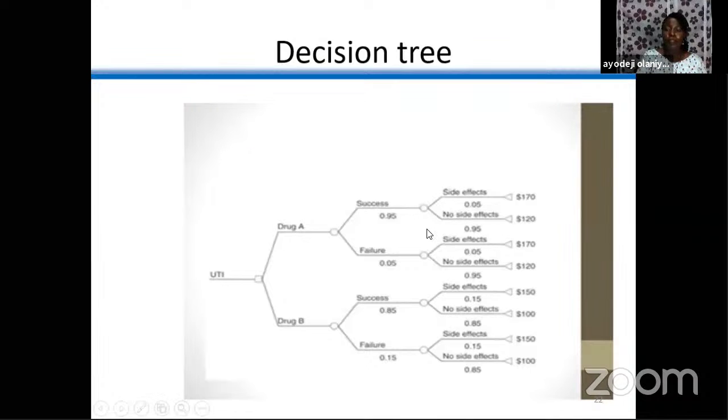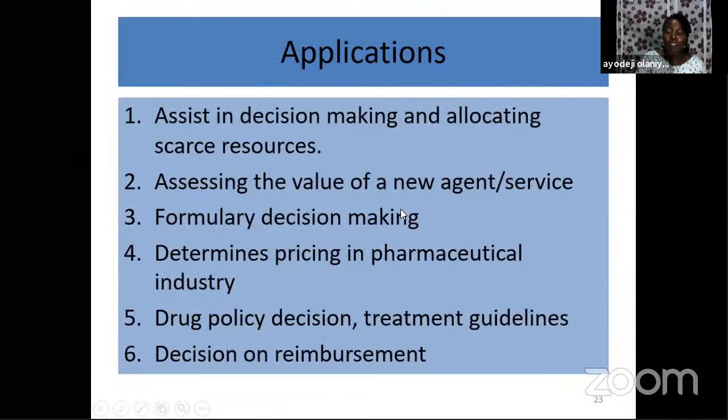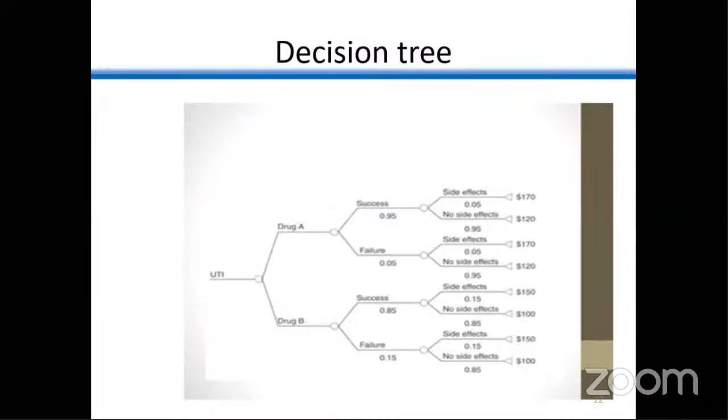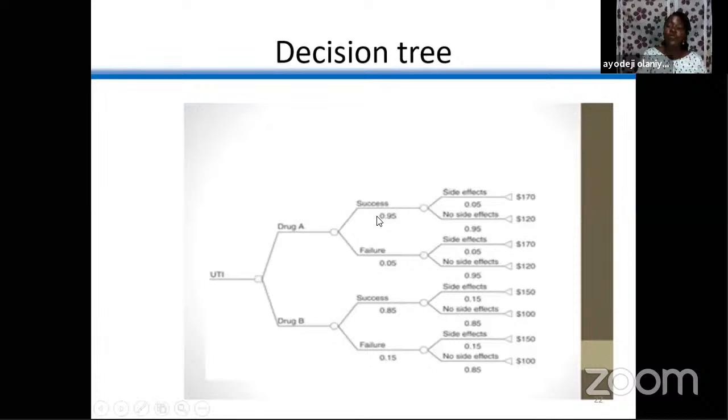Yeah, better. So we have the drug A. It has two probabilities or chances. We have the probability for success, which is 95%, or the probability for failure, which is 5%. But if we're considering the chance of having a 95% success, is the success with side effect or without side effect? If it's with side effect, then the cost of managing that side effect will be taken into consideration. If it's without side effect, then that one will have no added cost to it.